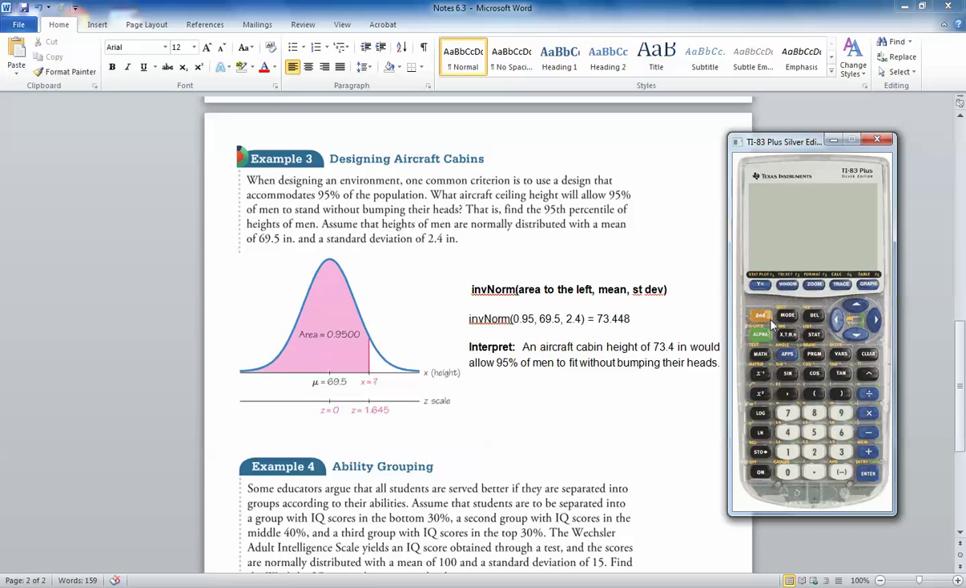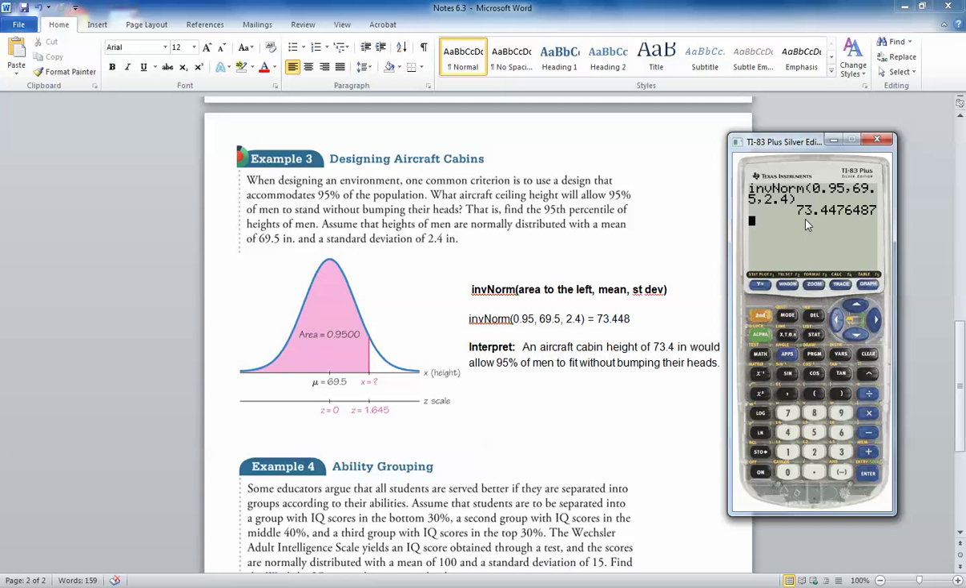So inverse normal is under distributions again, and it's option 3. And this is type in the area to the left of the score we're looking for. So the area to the left is this 95, so we have 0.95. And then the mean of our heights is 69.5, and then the standard deviation, which is 2.4. Close parentheses, and this will give you the height directly.